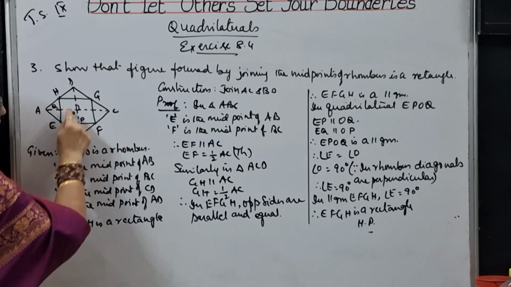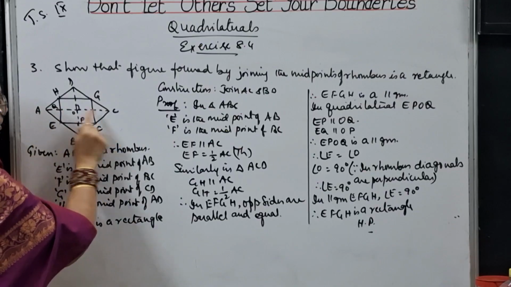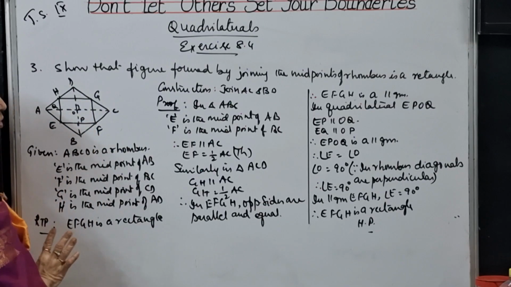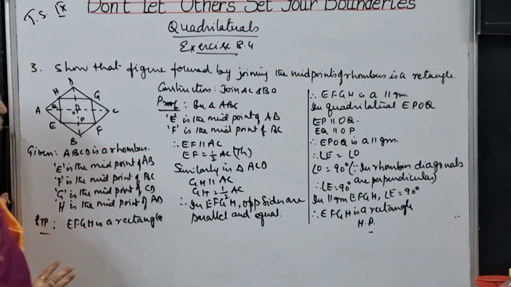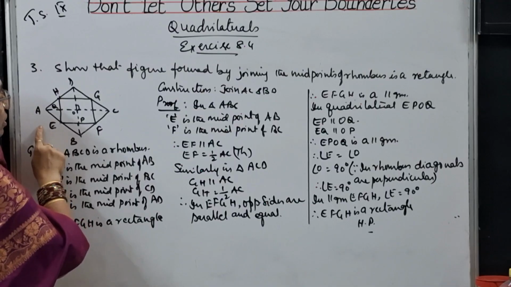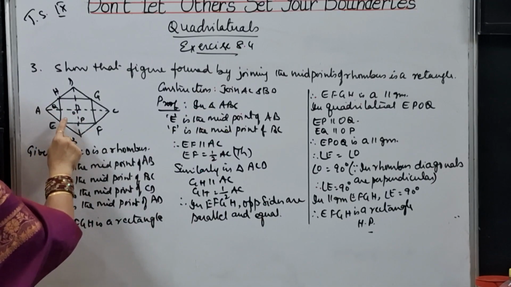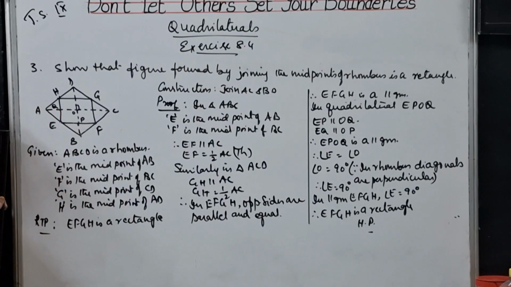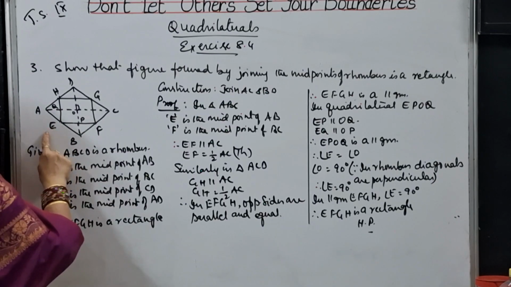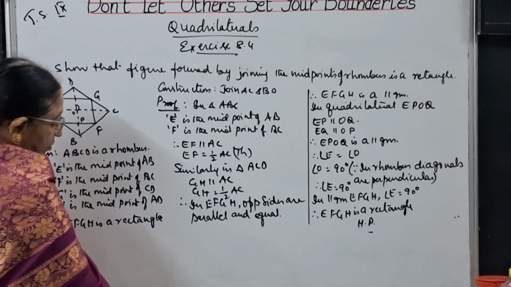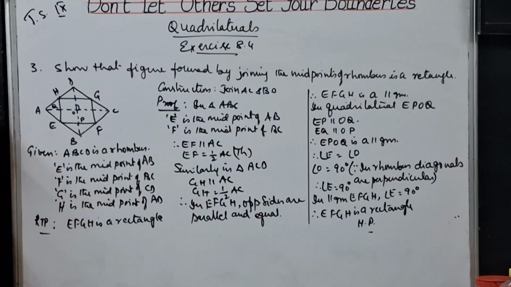Angle O is 90 degrees. Why is angle O 90 degrees? This is a rhombus. In a rhombus, the diagonals are perpendicular to each other. Of course, the diagonals also bisect, but for us, the perpendicular property is enough. That is why I have taken that the diagonals bisect and are perpendicular to each other. So angle O is 90 degrees. If angle O is 90 degrees, definitely the opposite angle E also will be 90 degrees. Therefore, in parallelogram EFGH, angle E is 90 degrees. So, EFGH is a rectangle, children. This is the proof of the third problem.